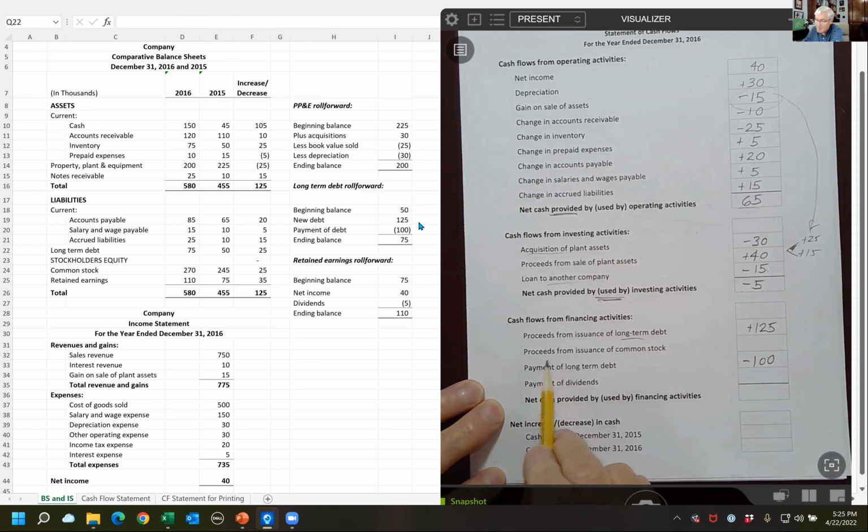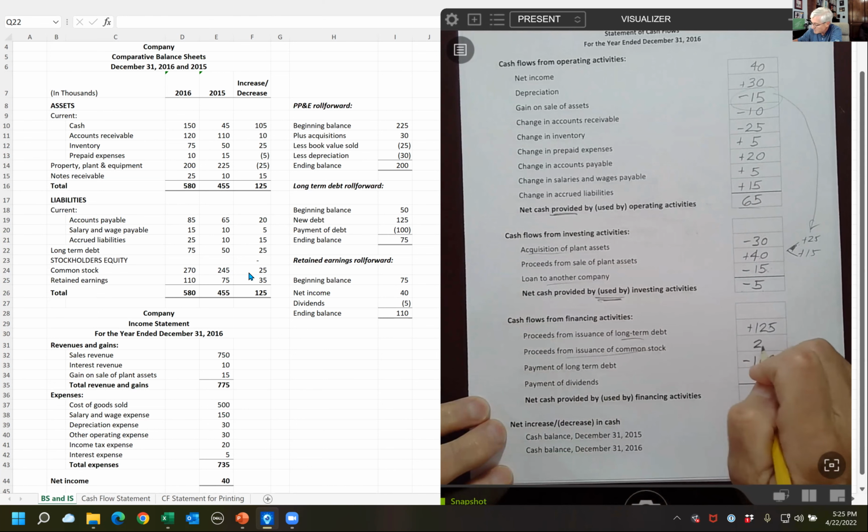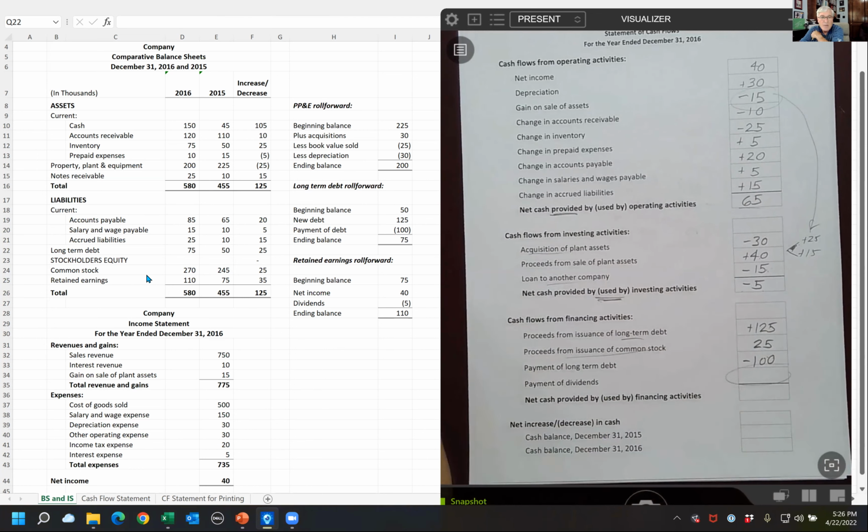All right. Issuance of common stock. Did we issue any common stock? Oh yeah, up 25, 245 to 270. So we must have issued some. We don't have paid in capital, so this must be no par common stock. And then how about payment of dividends? Where do the dividend payments happen? They happen in retained earnings. Well, retained earnings went up by 35. We come over here, it went up by 35, but plus 40 for net income, minus 5 for dividends. I could leave this out and you would know it went up by 35, 40 for net income, so we must have paid 5,000 in dividends. So you could do it that way.